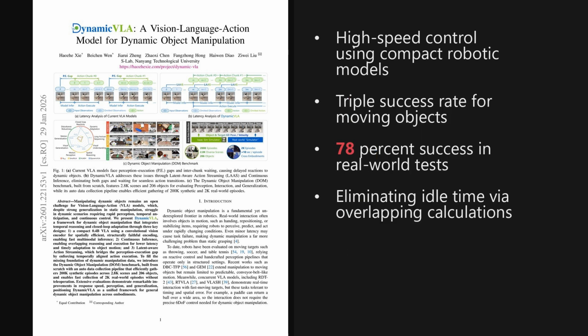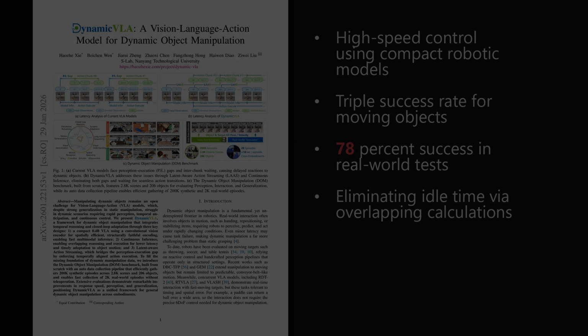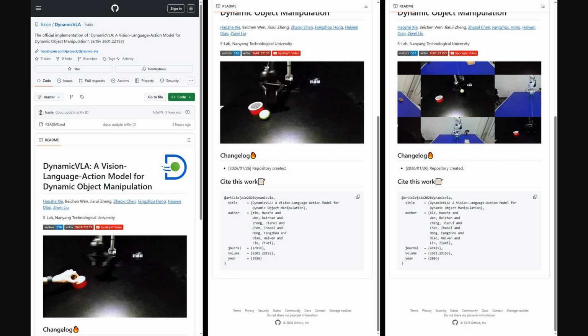I'm Alex. Today we're looking at a paper from the Hugging Face trending list, published on January 29, 2026, just yesterday. It introduces a new framework that enables robots to manipulate moving objects in real time, boosting success rates in dynamic interaction tasks from a baseline of 21% to over 60%. The paper is titled DynamicVLA, a vision language action model for dynamic object manipulation. And as we'll see later, the specific architectural choices that allow for this speed are quite significant for the field. And for those interested in the implementation, the authors have shared their code on GitHub.